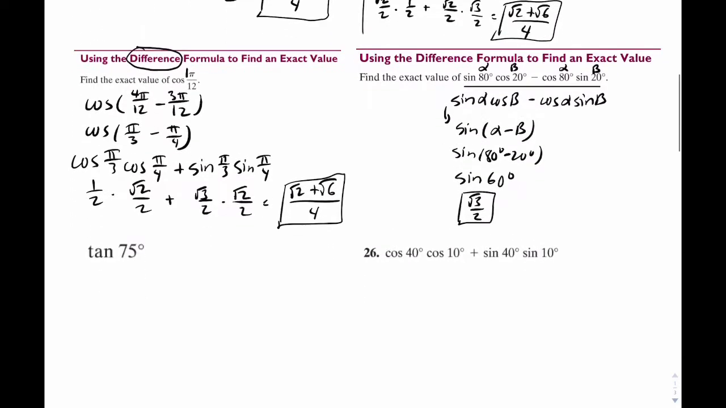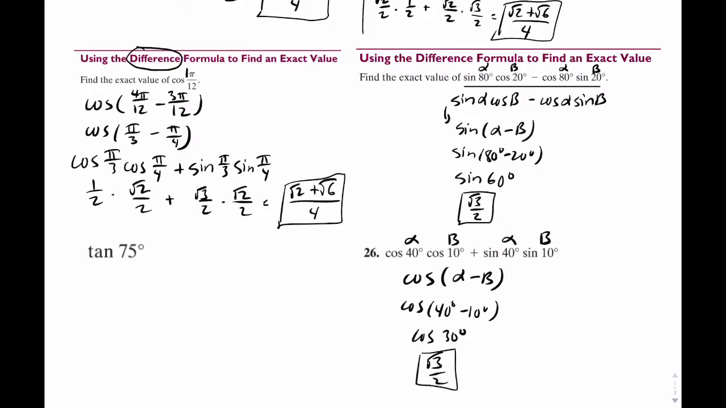So if we go straight down, look at this one. So think of that as alpha and beta, alpha, beta. This is the cosine formula. This is simply cosine alpha minus beta. So this is cosine of 40 minus 10 degrees. That's cosine of 30 degrees. And look, that's easy. That's root 3 over 2. And we're done. Okay, good job.